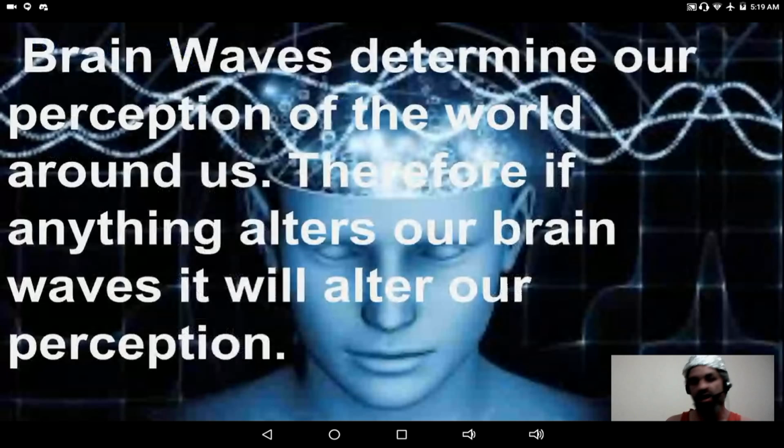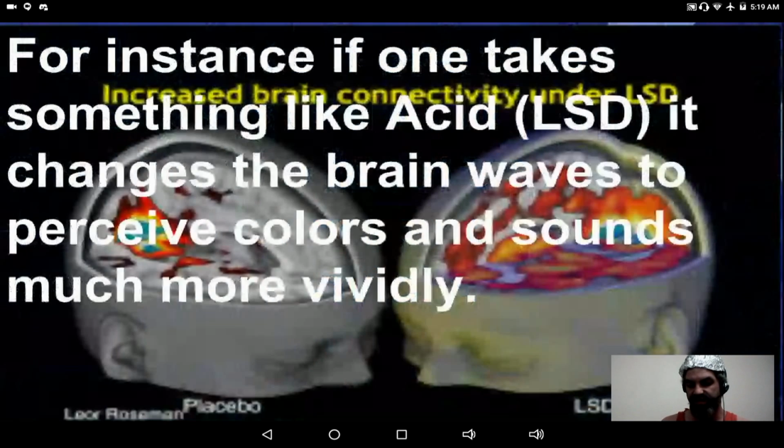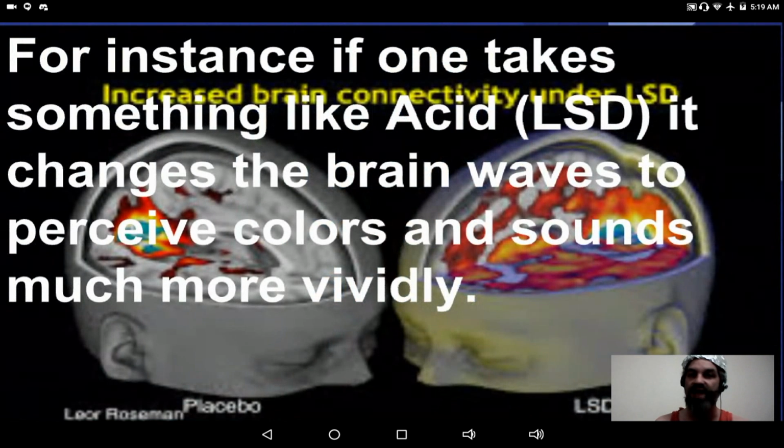Brainwaves determine our perception of the world. Therefore, if anything alters our brainwaves, it will definitely alter how we perceive everything around us. For instance, if one takes something like acid, LSD, it changes the brainwaves to perceive colors and sounds much, much more vividly.